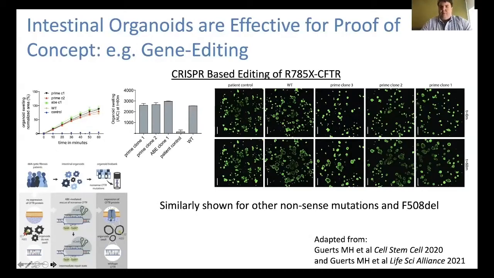As you can see, the prime clones compared to the patient controls show significantly improved swelling, both quantitatively and then qualitatively here on the far right, with these confocal images compared to wild type and compared to patient control. They have similarly shown similar work for editing of other nonsense mutations and the F508del. This is just but one example of the many types of investigations in the preclinical setting using these types of biomarkers by other groups.